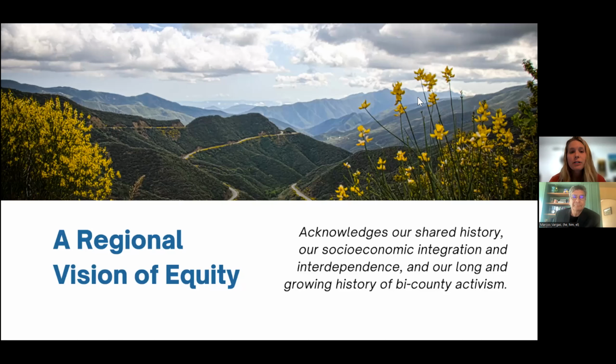So the Central Coast Regional Equity Initiative is guided by a vision of regional equity, one that acknowledges our shared history, our socioeconomic integration and interdependence, and our long and growing history of bi-county activism. Now, the report and the data from this report is drawn from Santa Barbara County and Ventura County, and we're expanding collaborative work in San Luis Obispo County. This is in the spirit of United Central Coast and in honor of the ancestral lands of the Chumash and Tataviam people.